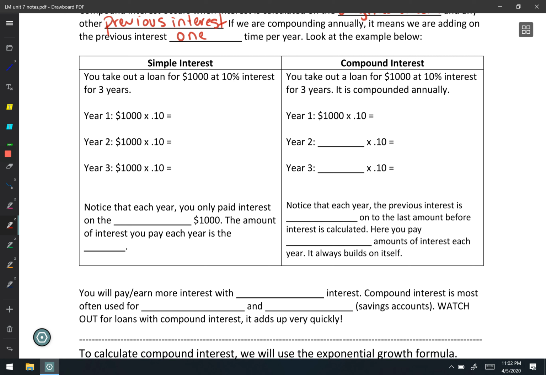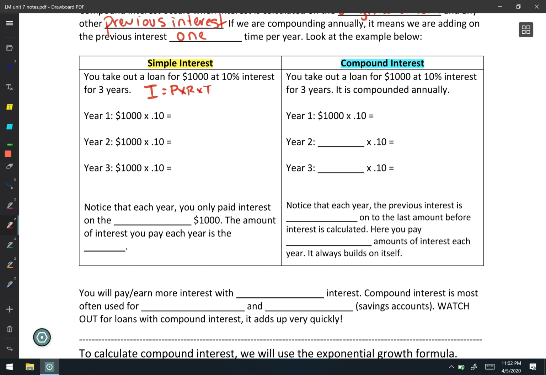On the left-hand side, we have simple interest, which we've already done in the past. On the right, we have compound interest, which is new. So just to go back to what we've done in the past, simple interest, here we have a loan for $1,000 at 10% interest for 3 years. And again, the simple interest formula is I equals P times R times T.